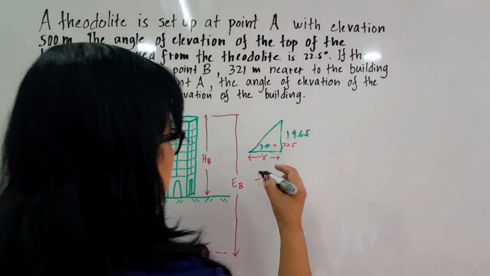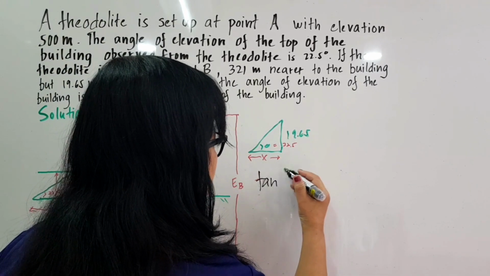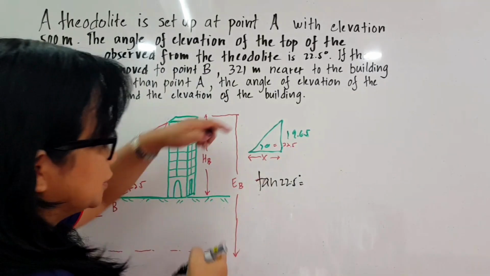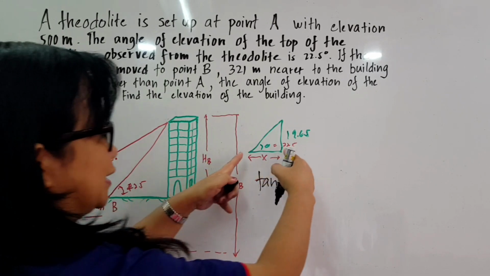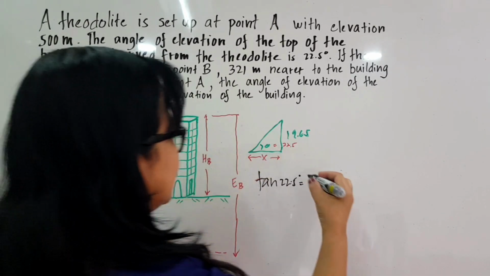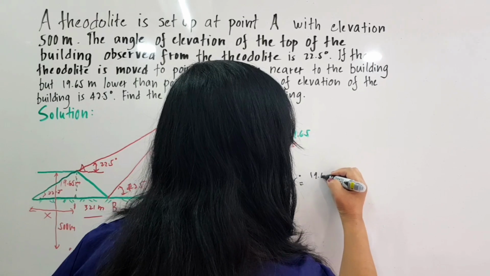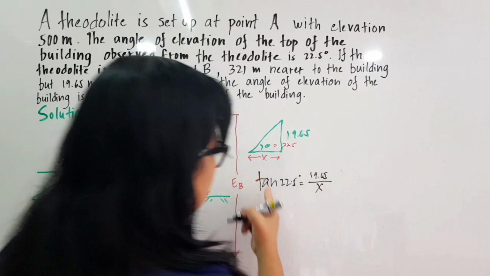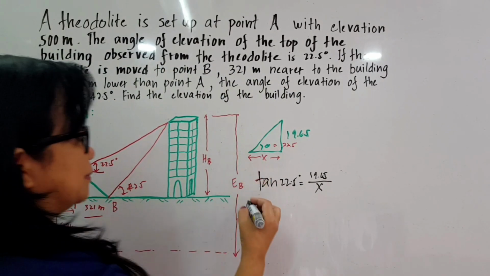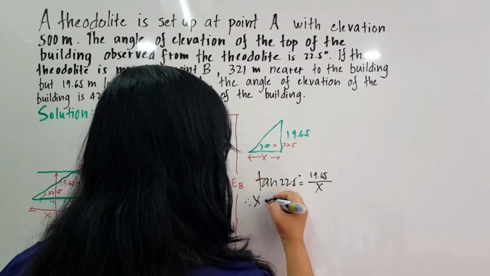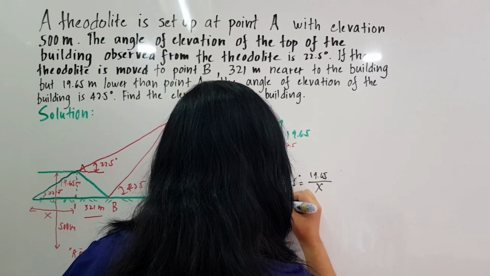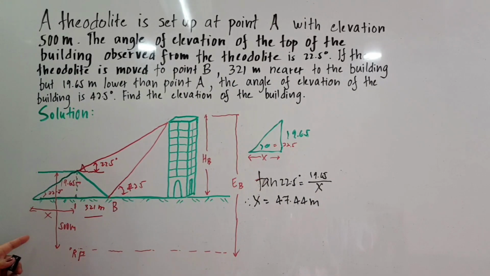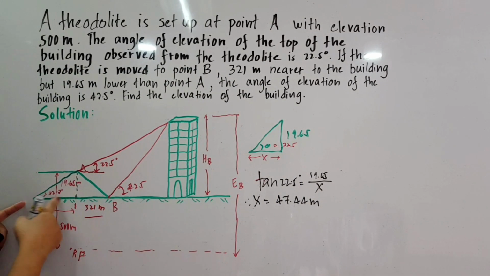Using the tangent function, which is tangent of 22.5 degrees, is equal to the opposite over the adjacent. This is the opposite over the adjacent. So, 19.65 over the adjacent, which is x. So, yun ang hinahanap natin, yung x. X, therefore, is equal to 47.44 meter. Yun, nasolve na natin ang x from this one to this.